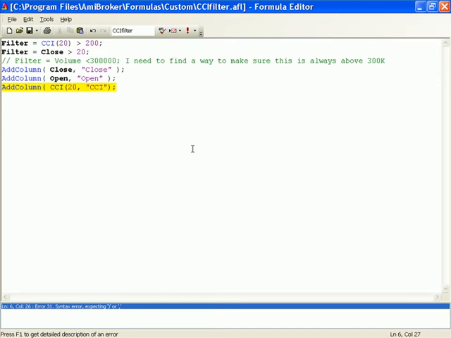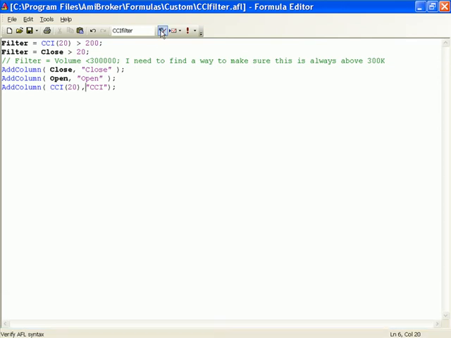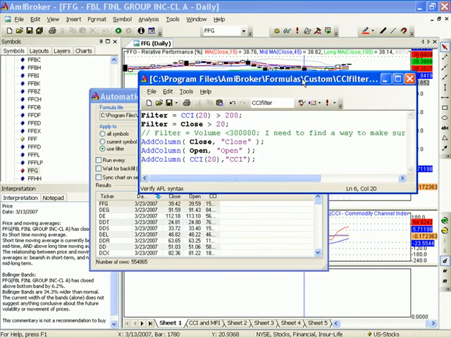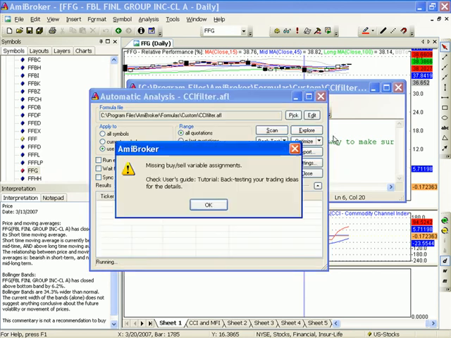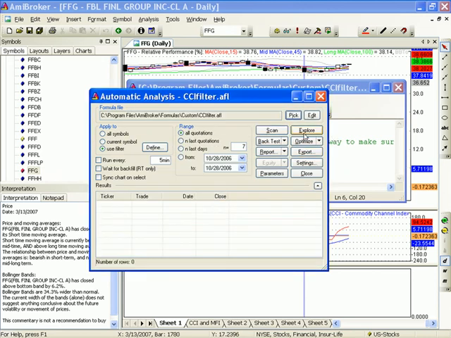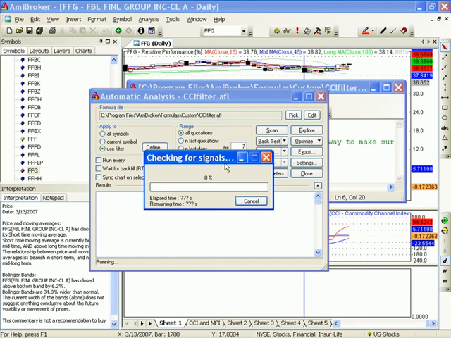It doesn't like something. Line 6, syntax error. CCI. Well, it just worked. Why isn't it working now? Oh, maybe because I've got rid of the... Put that in there. Control S. Let's do an AFL check. Okay, it looks good. Now, I'm going to run this scan. Oh, doesn't like that. That's right. I have to run an explore.